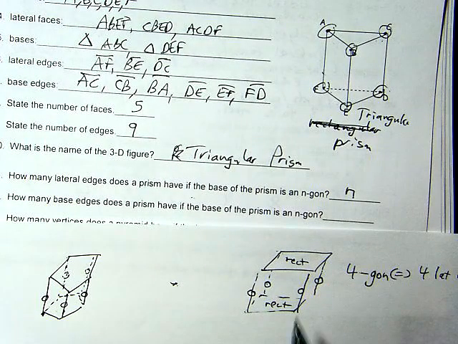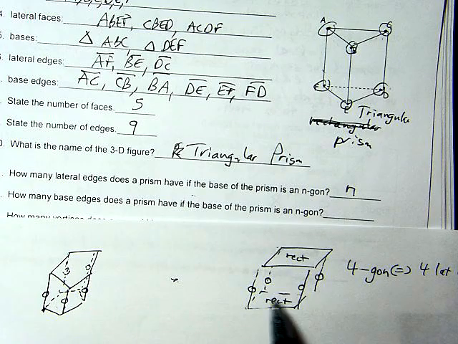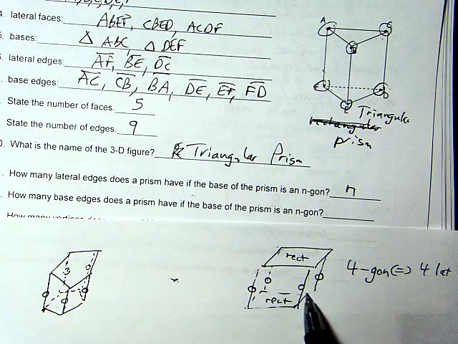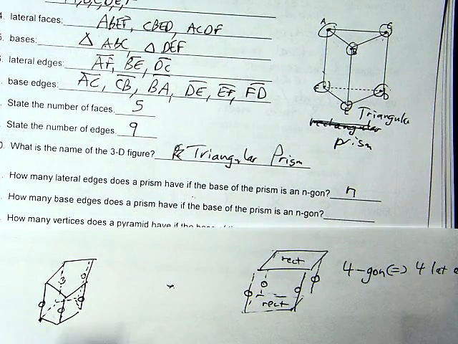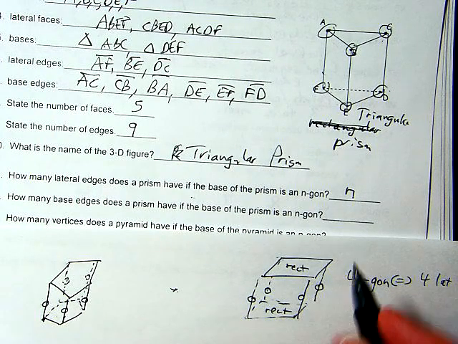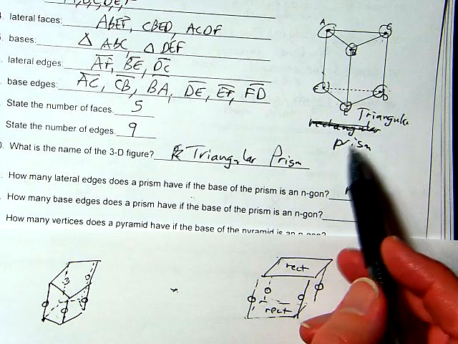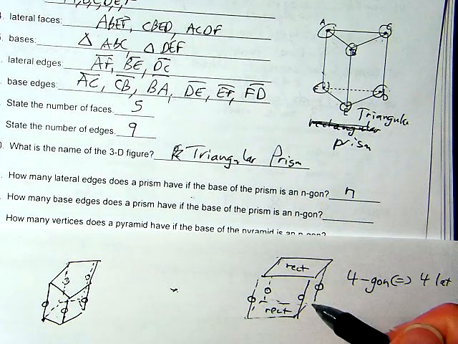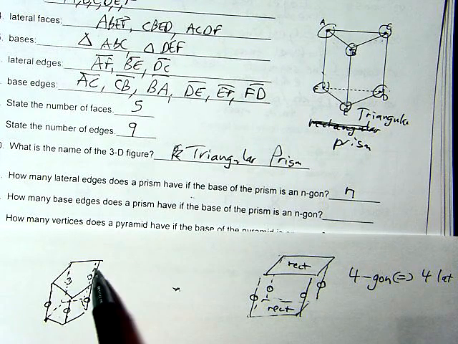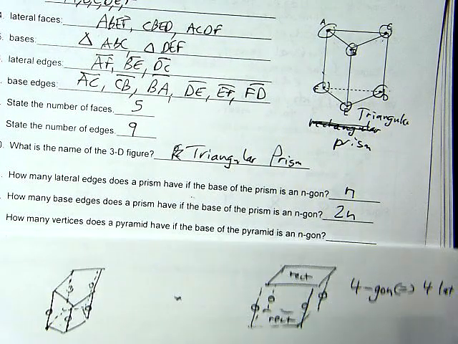Take a look at the rectangular prism down here. You've got rectangle and rectangle, and the number of base edges is 1, 2, 3, 4, 5, 6, 7, 8. It's twice 4, and for a pentagon, it'd be 1, 2, 3, 4, 5, 6, 7, 8, 9, 10. So for a triangular prism, there were 6 base edges. For a rectangular prism, there were 8 base edges. For a pentagonal prism, there are 10. So for an n-gon, there's 2n base edges.